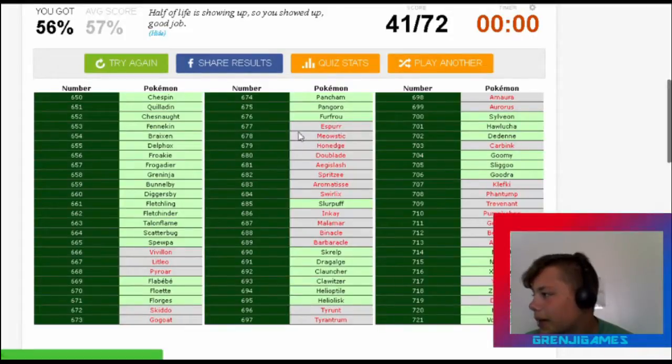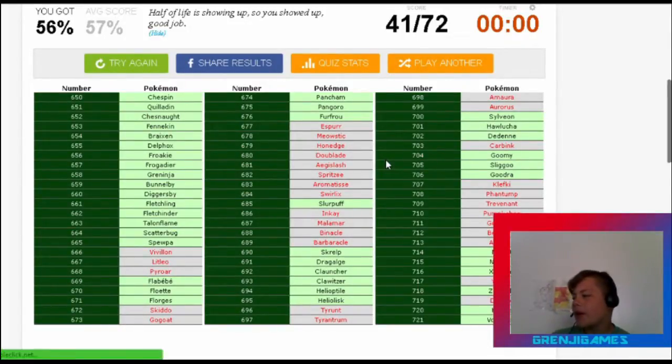We missed Espeon, Meowstic, Honedge, Doublade, Aegislash, Spritzee, Aromatisse, Swirlix. Oh, Swirlix, Slurpuff. Oh. Inkay, Malamar, really? Binacle, Barbaracle. I didn't actually forget those. I just didn't know what their names were. I knew I was thinking of those two.